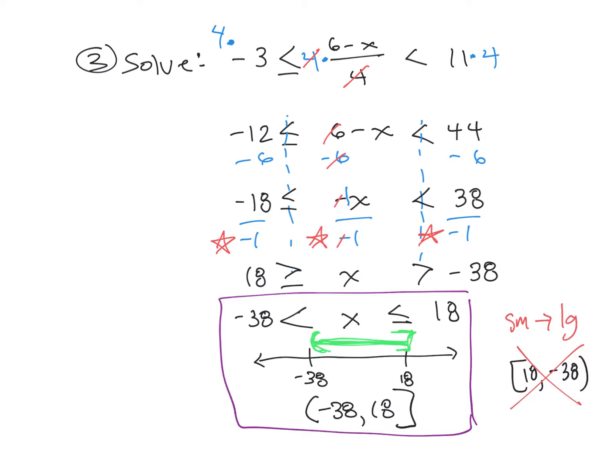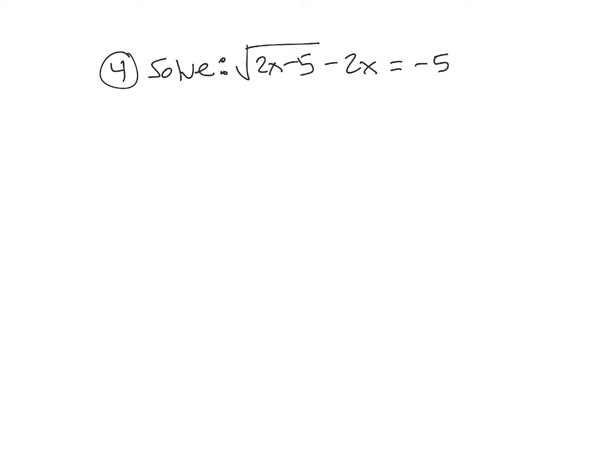All right, number 4. We want to solve the square root of 2x minus 5, minus 2x, equals negative 5. So that's a radical equation. I see square roots. Step 1, isolate a radical. Well, there's only one, but I'm going to isolate it by adding this 2x over to the other side. Those are not like terms on the right side. So the simplest thing I can call that is positive 2x minus 5 equals the square root of 2x minus 5.